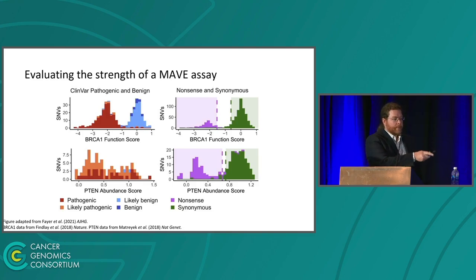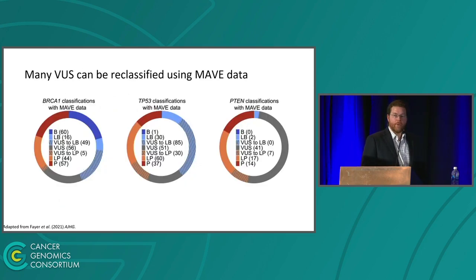But we can do something here. This assay is maybe a little bit messier, but we can still do this nonsense synonymous split. And there are guidelines from the ClinGen Sequence Variant Interpretation Working Group, the Brnich guidelines, that tell us how to calculate an odds ratio that establishes the strength of evidence within the Richards guidelines, in order for us to tell whether something is strong or supporting and so on. And so if we use that, we can reclassify a lot of VUS using MAVE data.